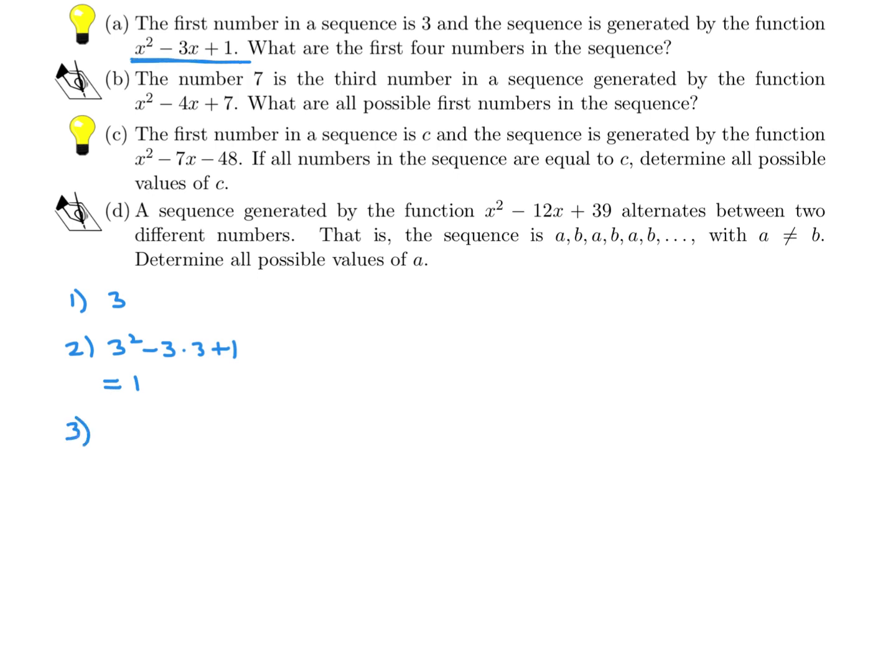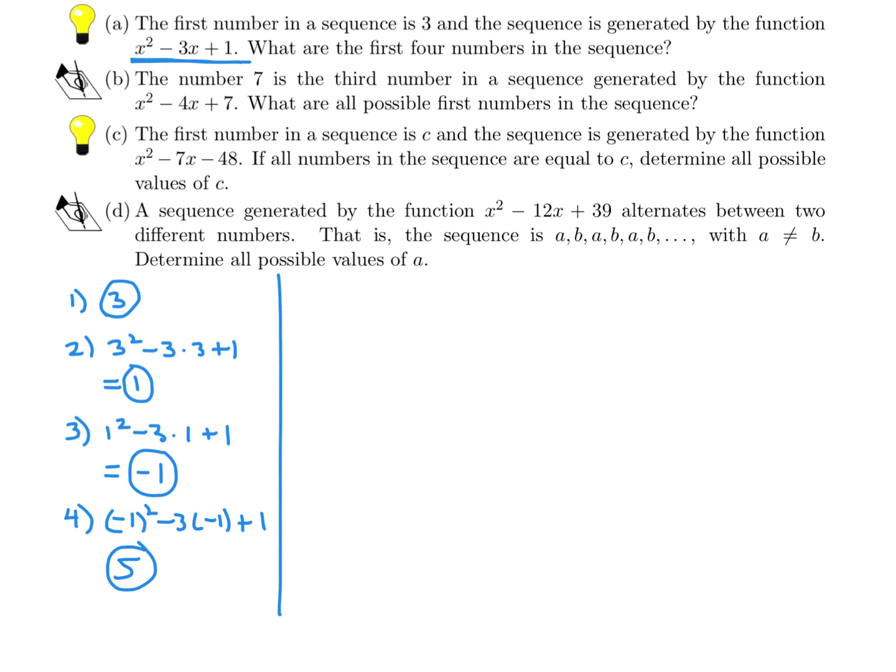Okay, and then I take that 1 and put it back into this function, so it would be 1 squared minus 3 times 1 plus 1, and that is -1. Yeah, -1. And then finally, take that -1, plug it back into the equation. So it'll be -1 squared minus 3 times -1 plus 1. And that looks like, to me, 5. So those are the first 4 terms: 3, 1, -1, and 5.